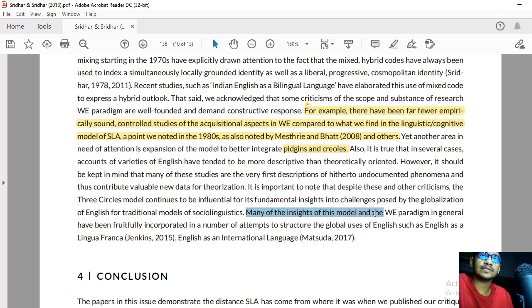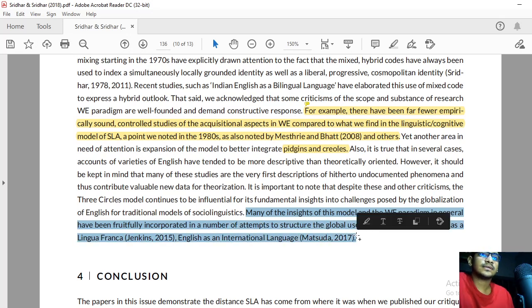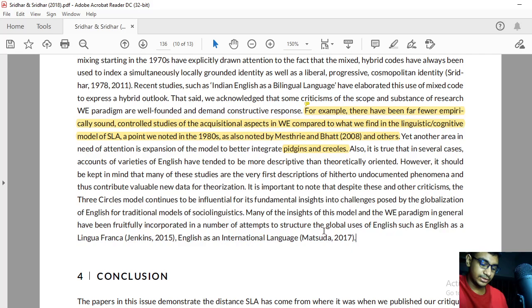Many of the insights of this model and the world Englishes paradigm in general have been fruitfully incorporated in a number of attempts to structure the global uses of English, such as English as a lingua franca, English as an international language. So yeah, let's go to the conclusion, the last video.